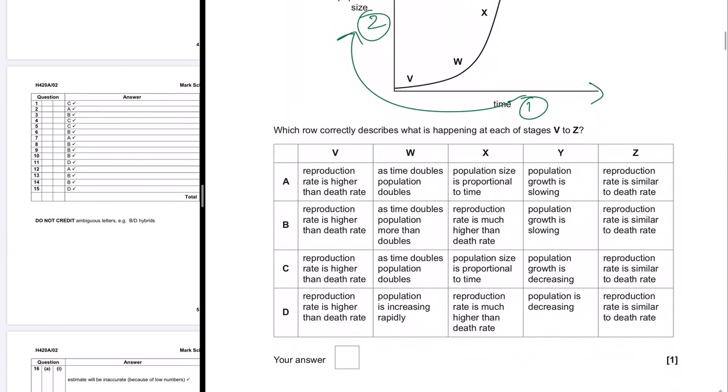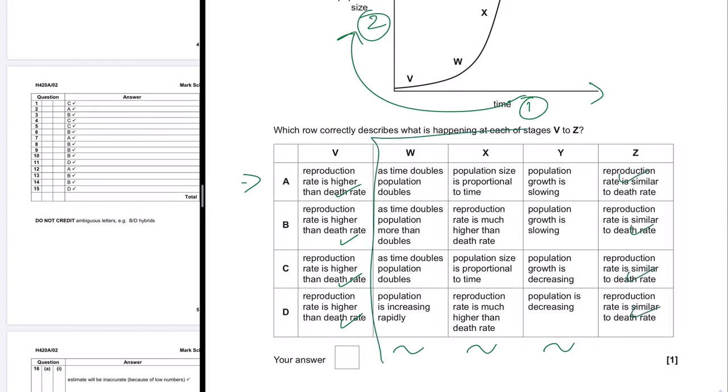Okay, so let's read option A. Reproduction is higher than death rate. So if you look down here, just to save us a bit of time, reproduction is higher than death rate in all of them. They're all the same. So reading V doesn't help us to discriminate between any of these. Okay, there looks like there is variation in W. X is also different, Y is also different, and reproduction rate is similar to death rate, and it looks like Z is also the same.